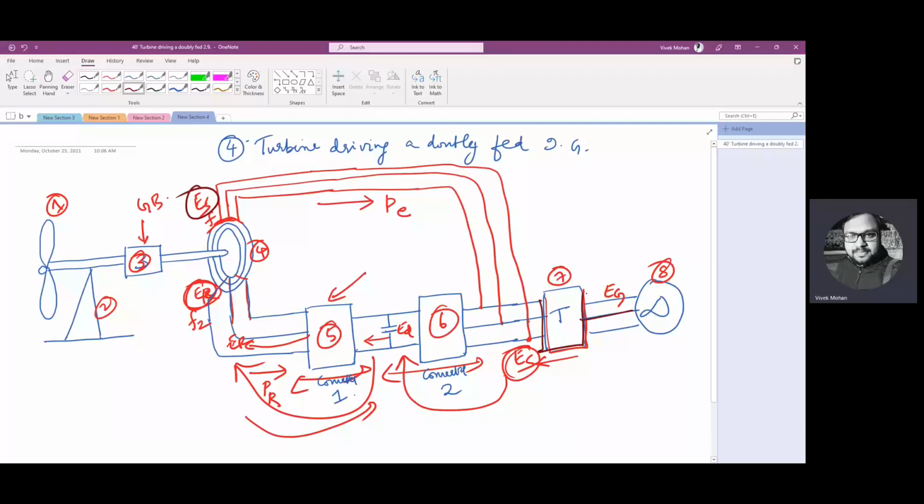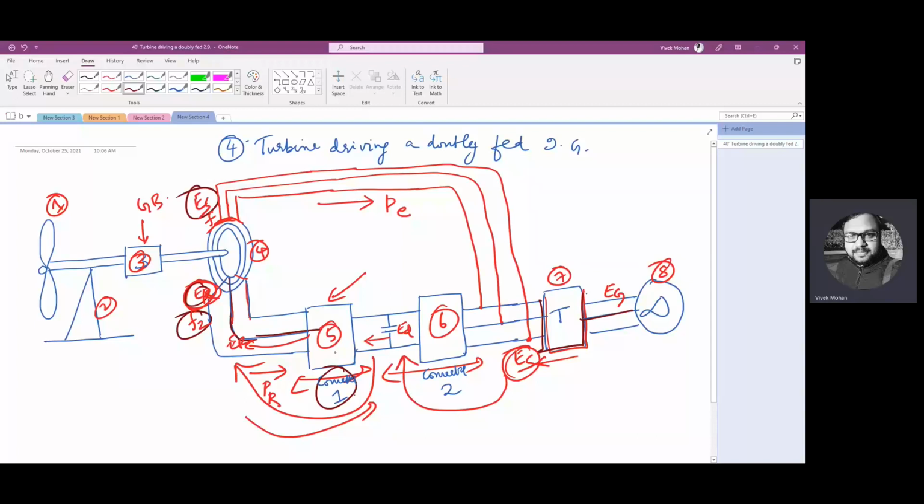The rotor is connected to converter 1. The rotor of the machine is connected to converter 1. For what? Its three-phase output voltage ER, the output of converter 1, and the frequency F2 can be varied by the converter control.